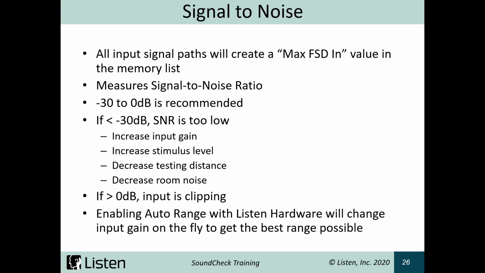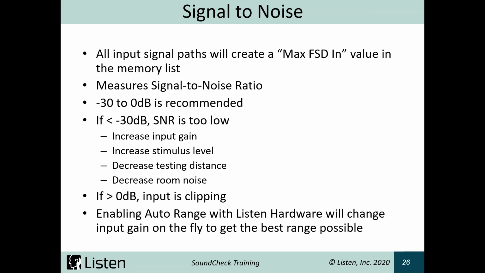When you add in an acquisition step, every input signal path is going to create a max FSD in value in the memory list. This measures signal to noise ratio. We have a recommended scale. We think that the best way to get some good signal to noise on your measurements and make sure you're within an acceptable range is to check the Y value of this max FSD in value and see if it's between minus 30 and 0.